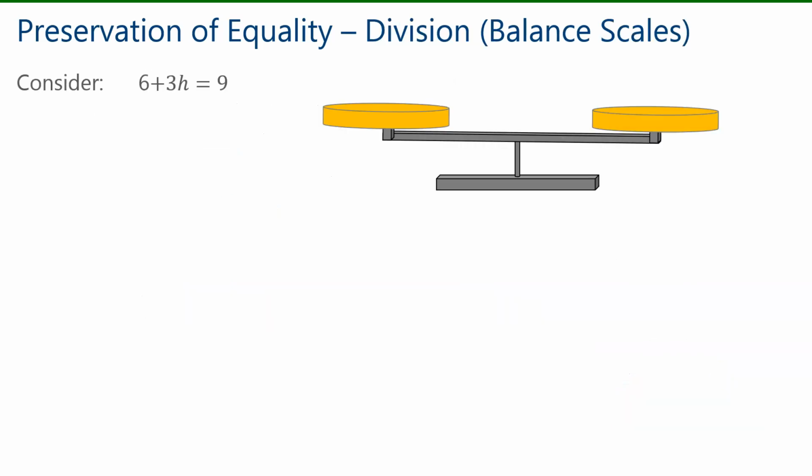Let's consider now a linear equation. 6 plus 3h equals 9. So let's get a representation of that. A mass of 6, 3 hexagons for my 3 variables, and on the right-hand side, a mass of 9.